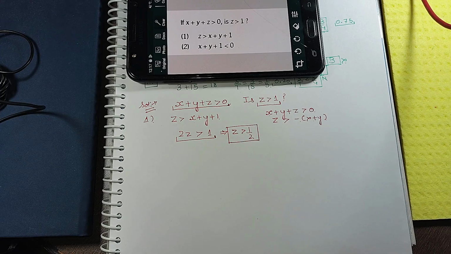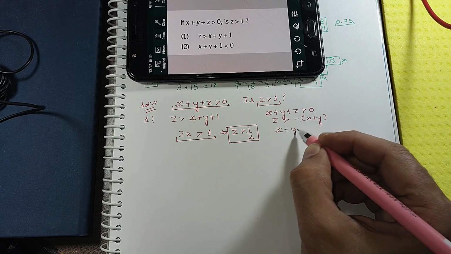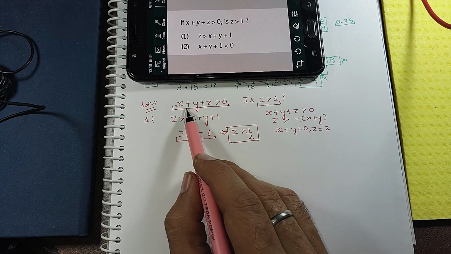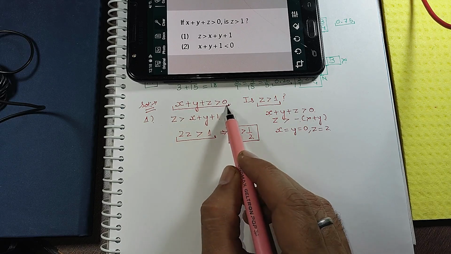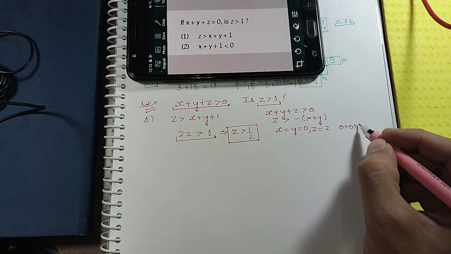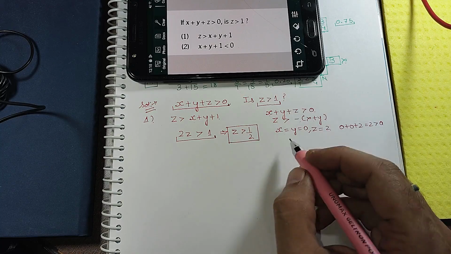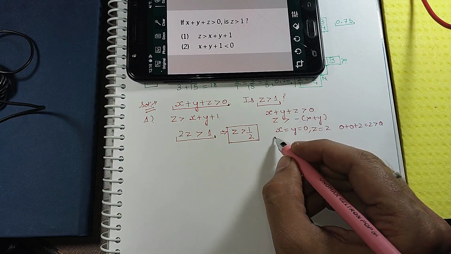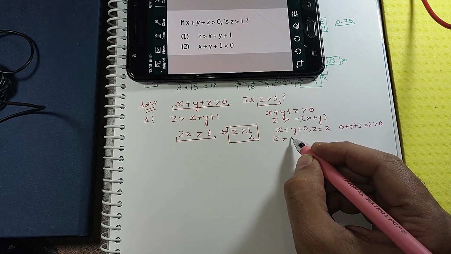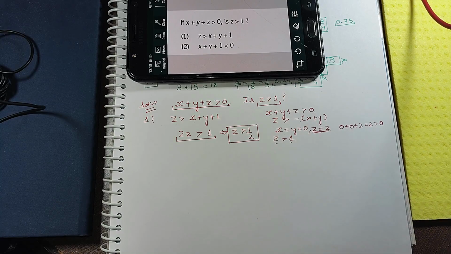So let us take some examples for this. Now let us suppose that x equal to y equal to 0, right? And z equal to 2. Now first I have to abide by this inequality that x plus y plus z is greater than 0. So this is basically 0 plus 0 plus 2, which is 2, which is greater than 0, right? Now the second inequality is z has to be greater than 0 plus 0 plus 1, so z is greater than 1. So z's value is 2, so it is greater than 1, fine.